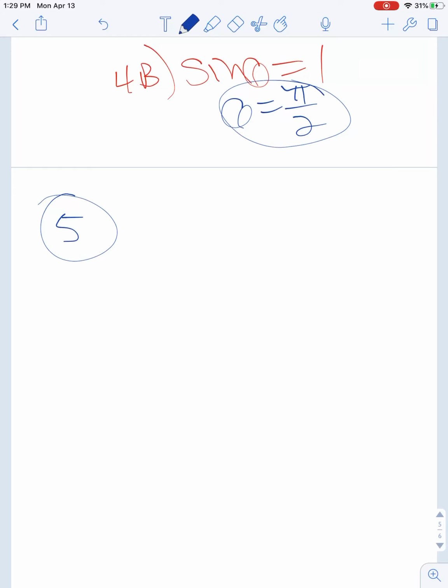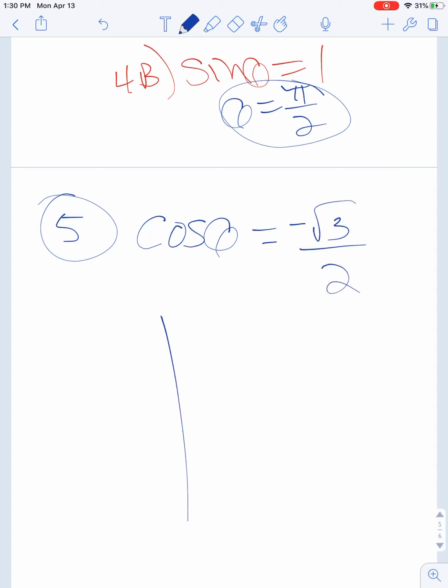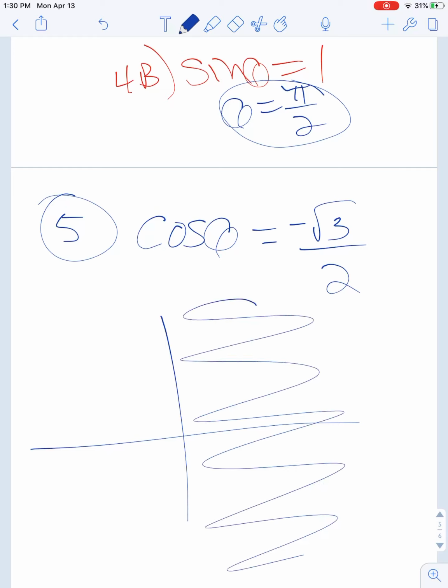Let's see. I'll do cosine this time. So I'll do cosine of theta equals negative root 3 over 2. So I think to myself, where is cosine negative? Well, cosine's positive in the first and the fourth, so I can't be there. I'm going to draw my triangle.